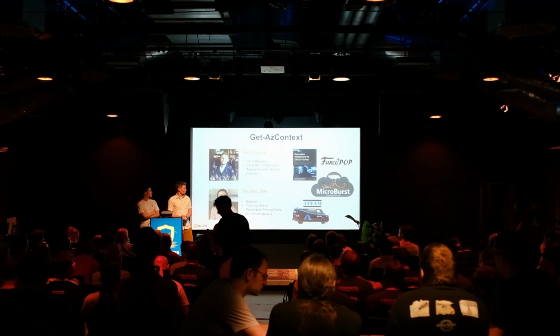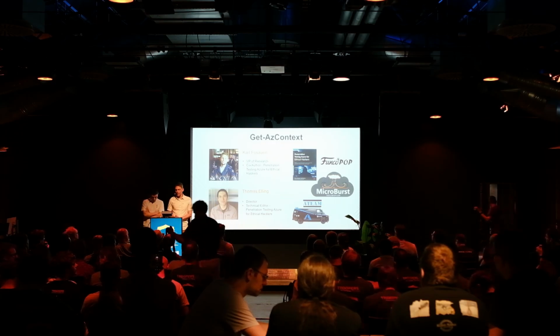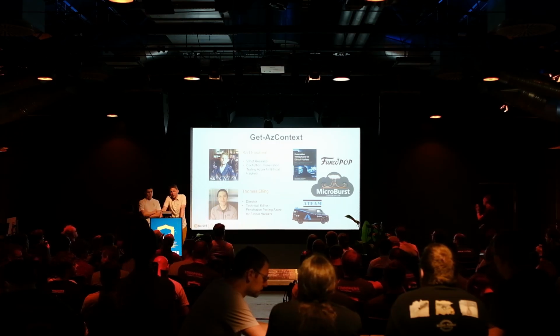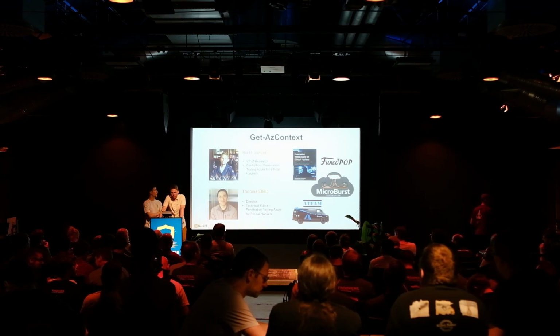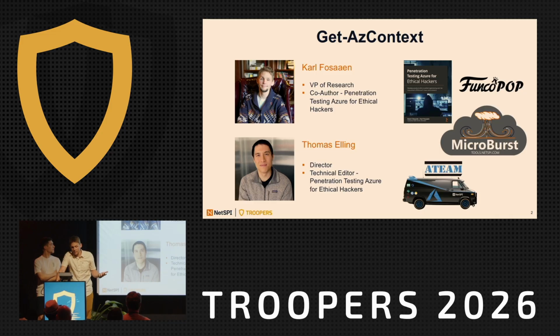I'm Carl Fossen. A little bit of background on myself here. I'm a VP of Research at NetSpy. I do a little bit of everything over there. Primary stuff is really driving new research initiatives within the company, helping do disclosures, bring new services to market, that kind of stuff. In the past, a co-author of Pen Testing Azure for Ethical Hackers.